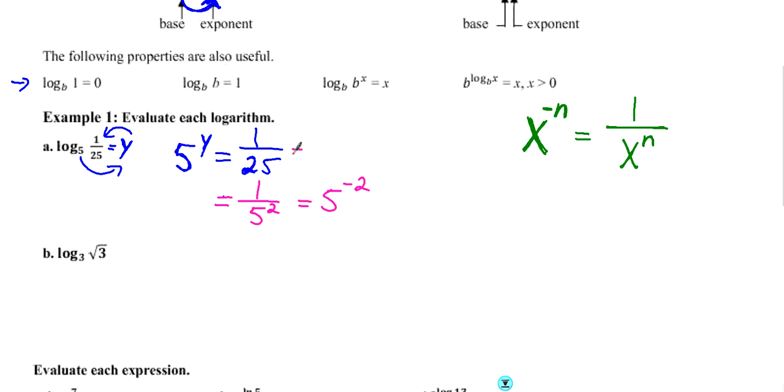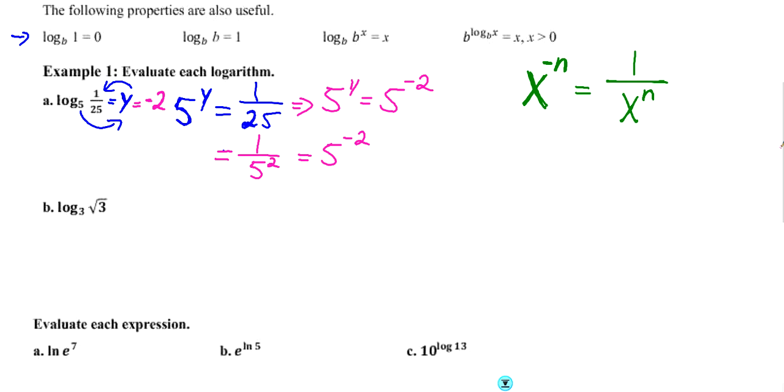Well, using that idea, that means 5 to the y power equals 5 to the negative 2 power. Which means since they both have the same base, y has to equal negative 2. And sure enough, if you take 5 to the negative 2 power, the negative is going to move the 5 to the bottom, and the 2 is going to square it, which gives you 1 over 25.